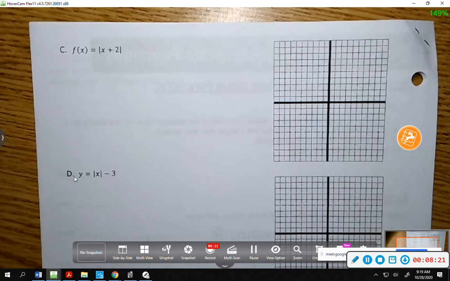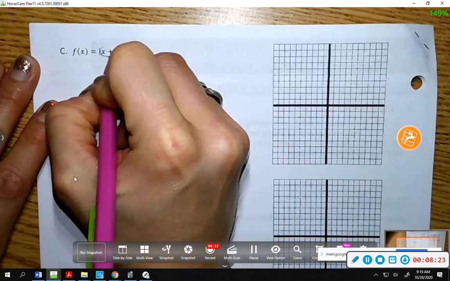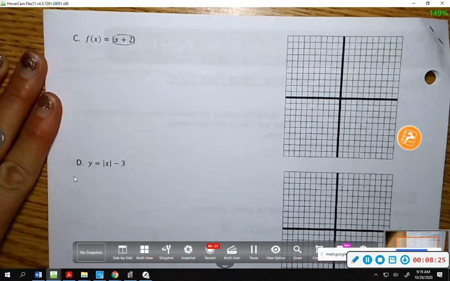All right. First step, look at the inside of your absolute value symbols. Are you guys sure you can see? Okay. All right, don't fall asleep on me.